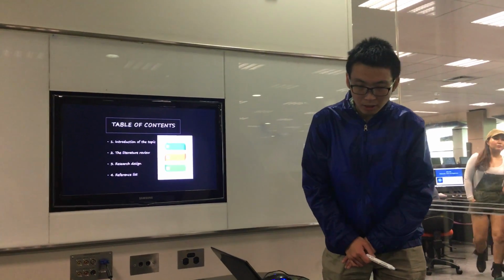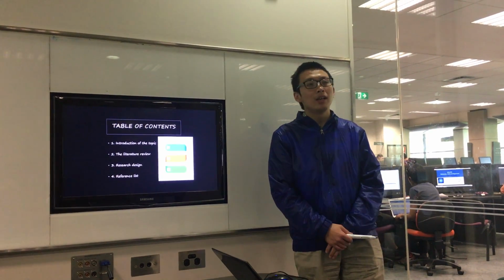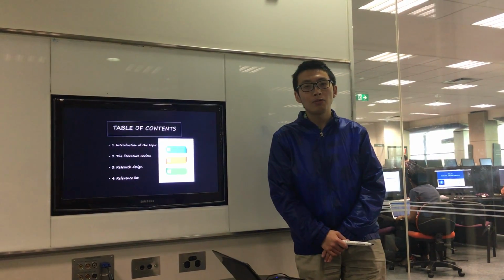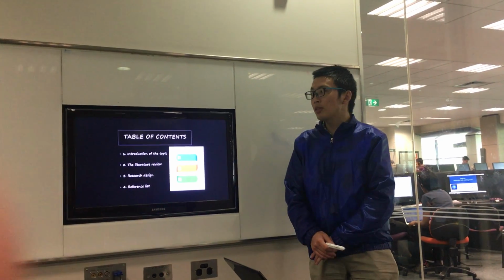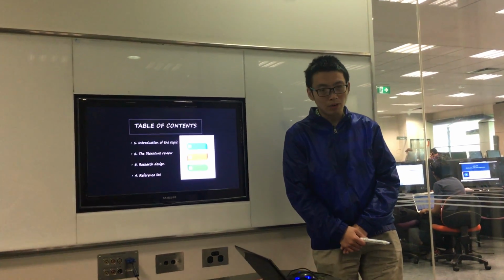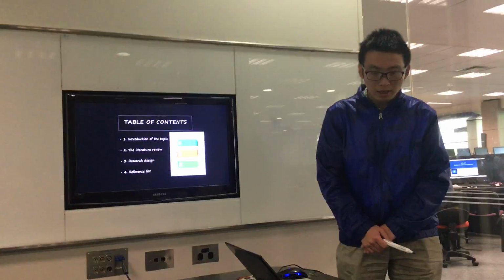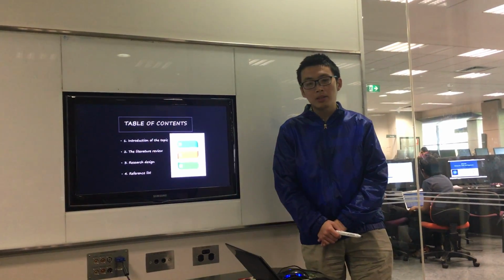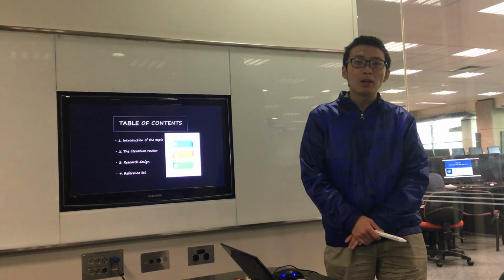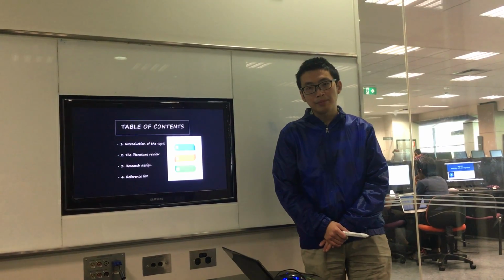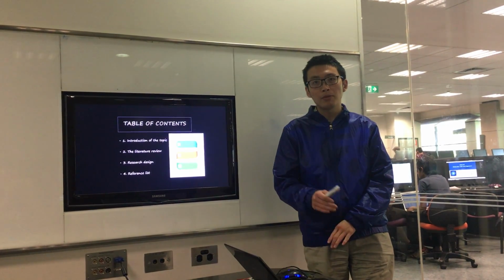This slide shows the table of contents. It can be divided into 4 sections. The first one is introduction of the topic. The second one is the literature review. The third one is the research design. And the last one, reference list.